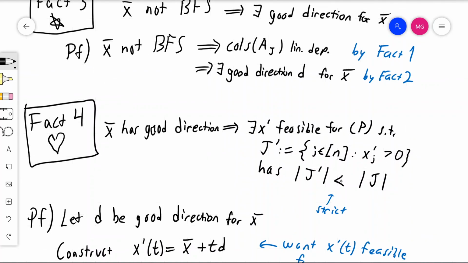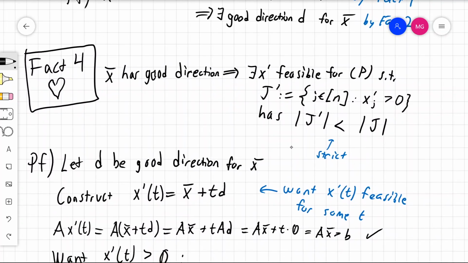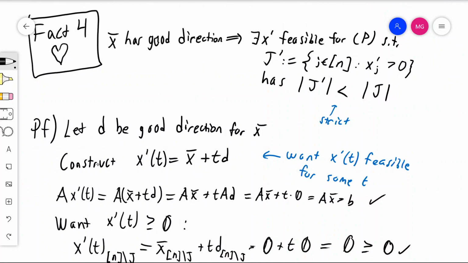It's important that this is strictly less. So every time we travel in a good direction, we're going to have one less positive component. Since everything is either strictly positive or exactly 0, that means we have at least one more 0 component. Okay, and so the proof for this is that if D is a good direction for x bar, which we're assuming from the start here, then here's the construction you do. You take x prime, parameterized by a variable t, very reminiscent of a phase 2 simplex algorithm, to be x bar plus tD.